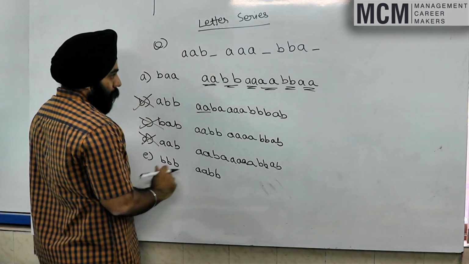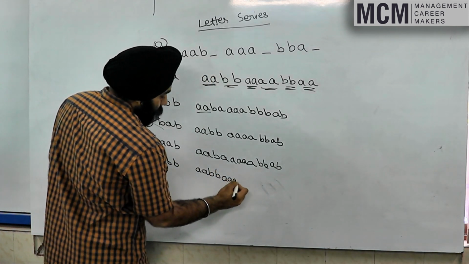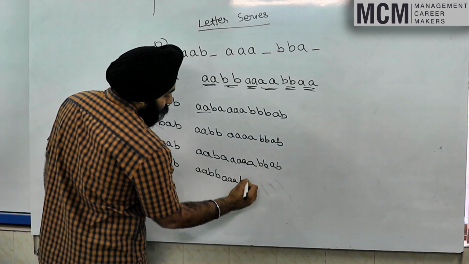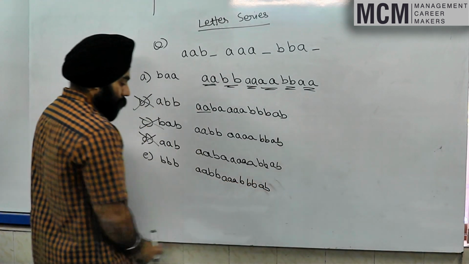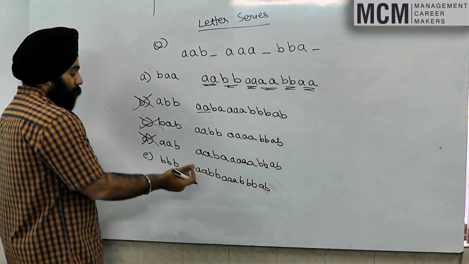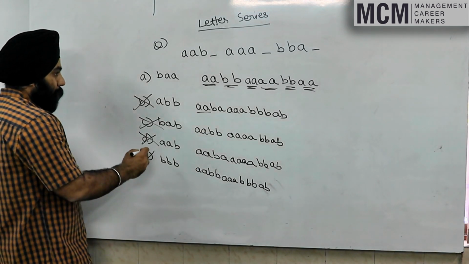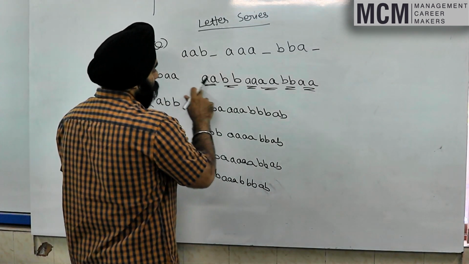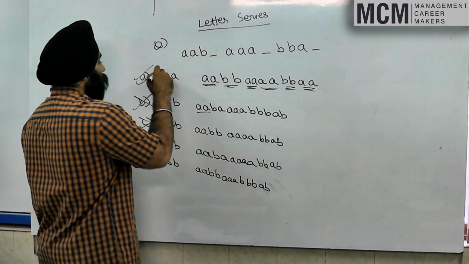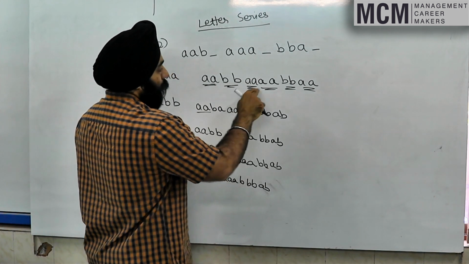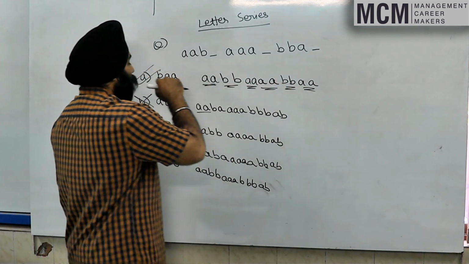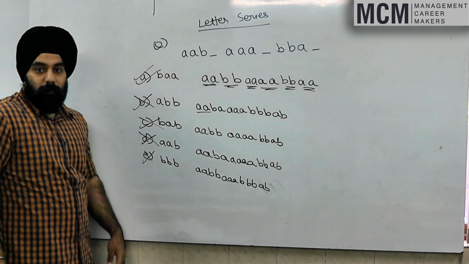A, B, right? Then you have 3 A's. You have B again, and A, B. Right? Again, you can see there is no pattern which is repeating. Here you can see this is our answer. The pattern is being repeated. A, B, A. Then again A, B, A. So this is your correct answer.